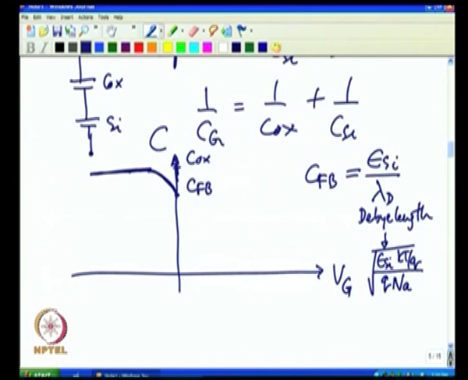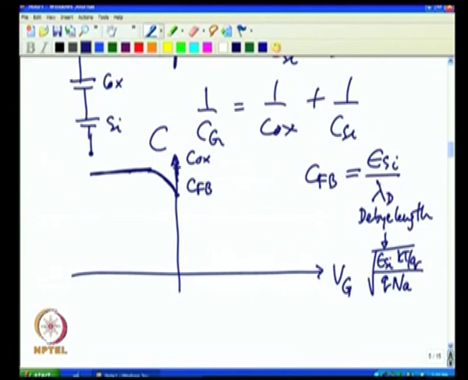The Debye length is also referred to as the screening capability of the semiconductor, meaning if you apply an electric field, what is the distance over which that electric field can be screened. If you have a large doping concentration, it is like metal. Metal can screen the electric field; the electric field cannot penetrate inside the metal. So, high doping concentration results in low Debye length and low doping concentration results in large Debye length, and accordingly the flat band capacitance is epsilon silicon by lambda d.